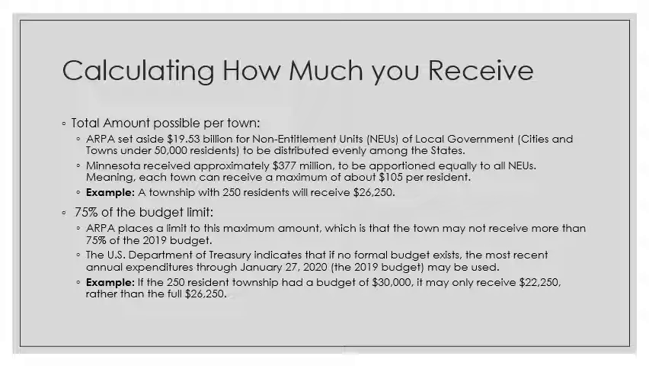of the budget. So this is a limit to the maximum amount a town can receive, and this is related to the 2019 budget. The Department of Treasury has indicated that if no formal budget exists, then the most recent annual expenditures through January 27th, 2020, which is the 2019 budget, can be used. So for example, if this 250 resident township had a budget of $30,000 or spent $30,000 from 2019 to January 27th of 2020, it may only receive $22,250 rather than the full $26,250 amount.